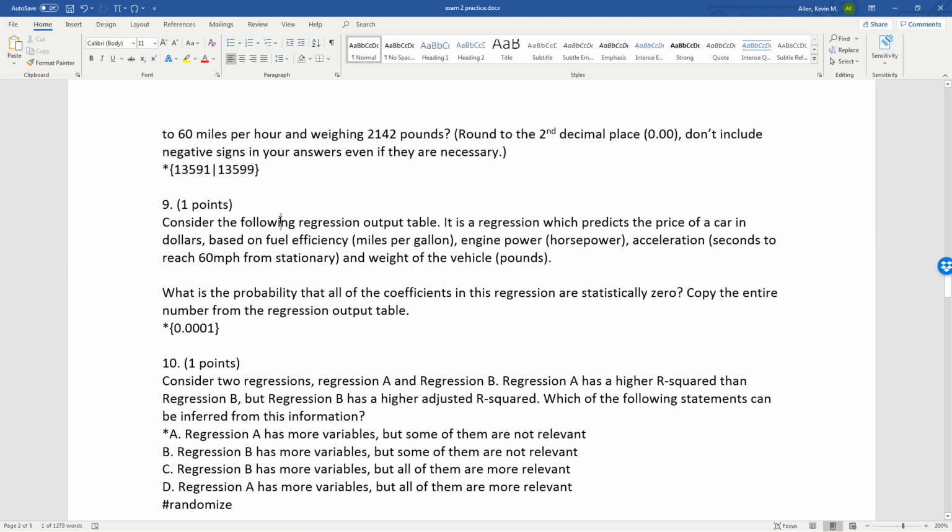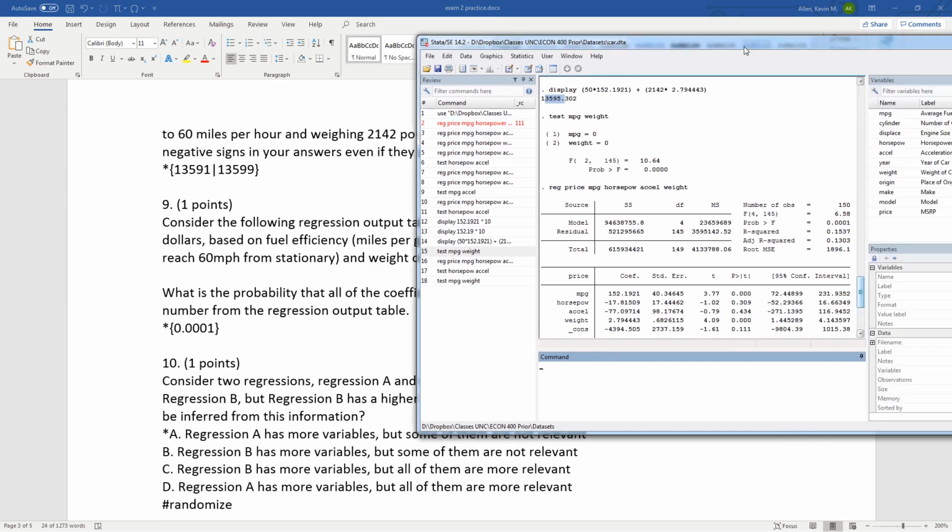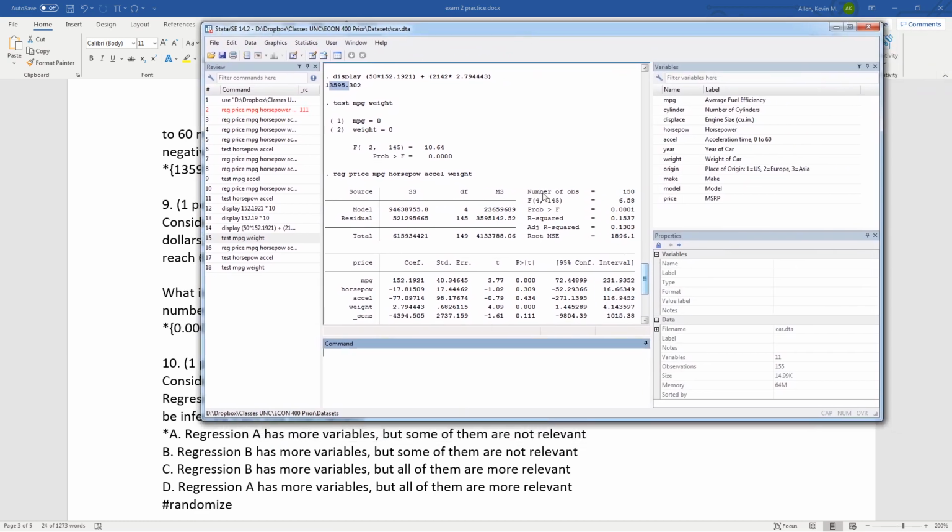All right, on to 9. Same regression output table. What is the probability that all of the coefficients on this regression are statistically 0? We come back here. This can be found by this f-test up here in the top right. This is the total f-test, or the test of total significance.